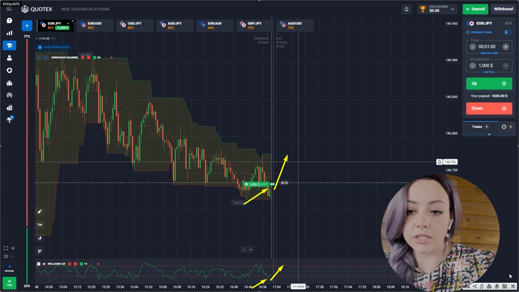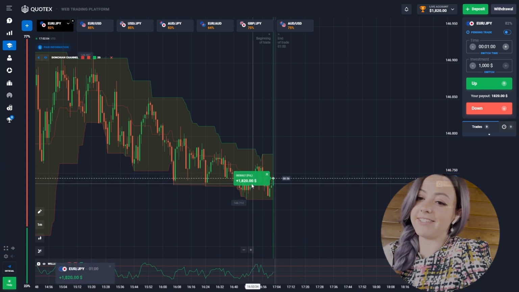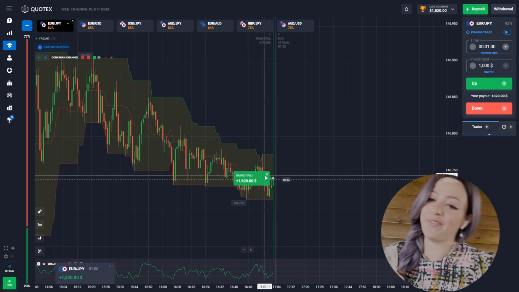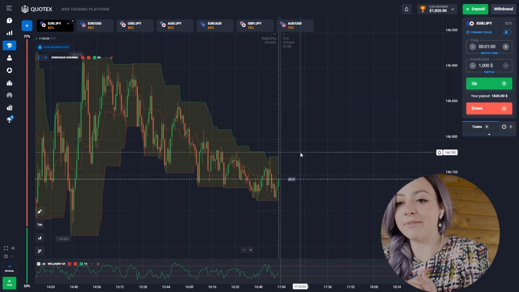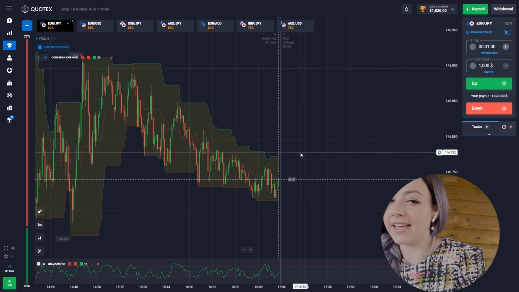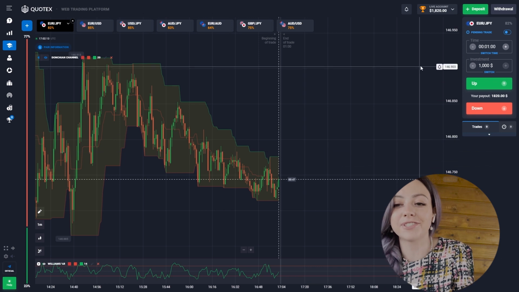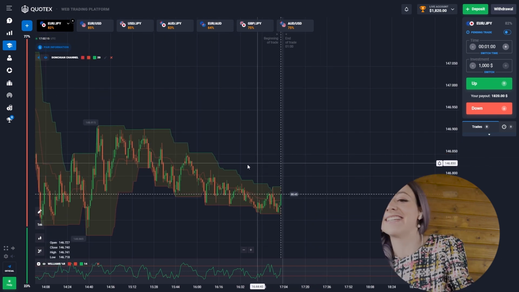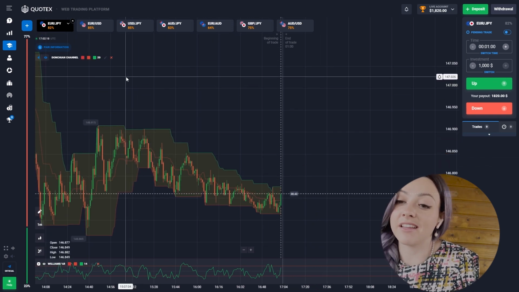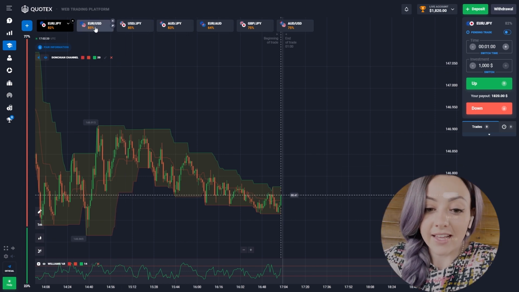Let's watch a little, and it is closing at profit, and the total amount is $1,820, which is really great. You can see the balance in the upper right corner. Let's go next.